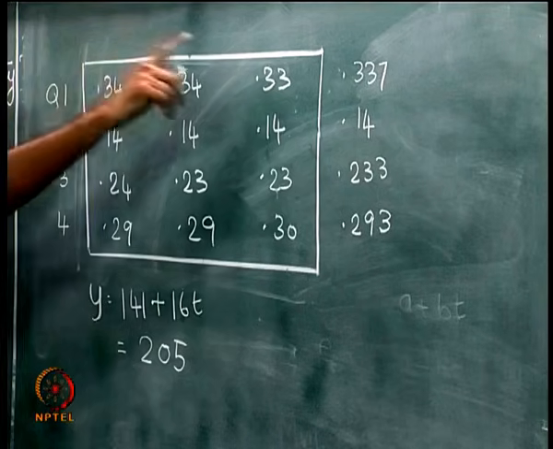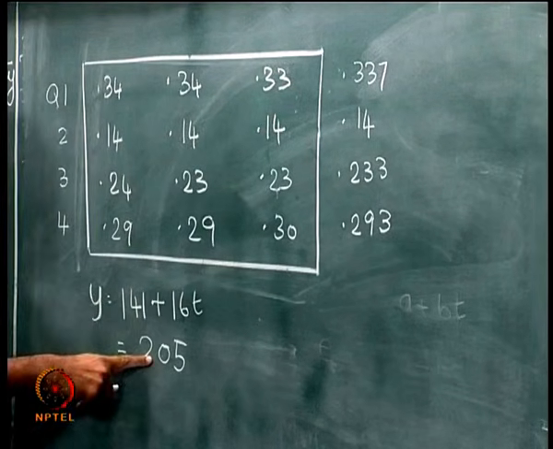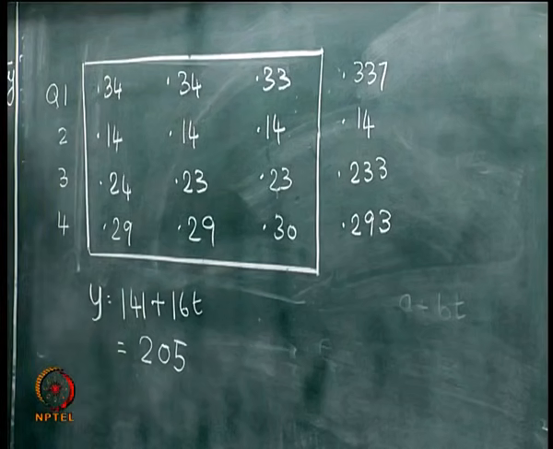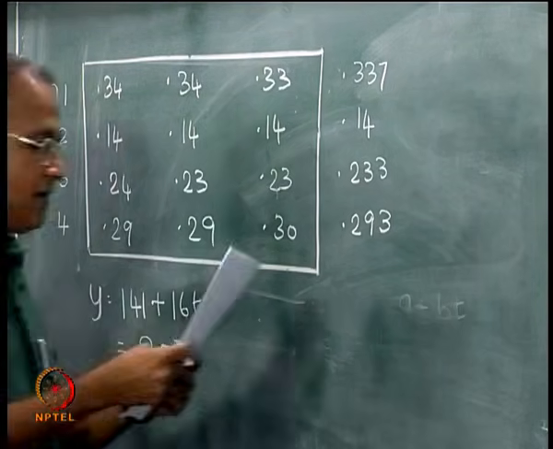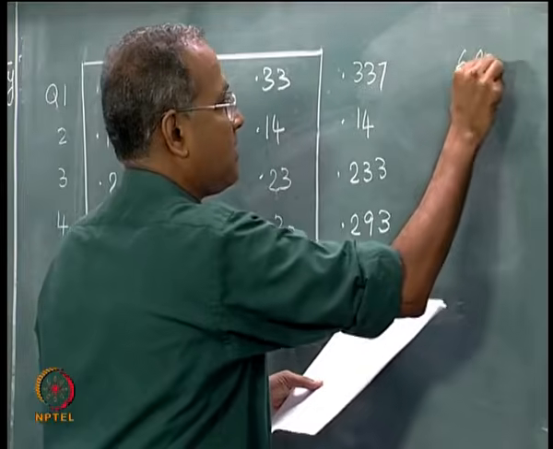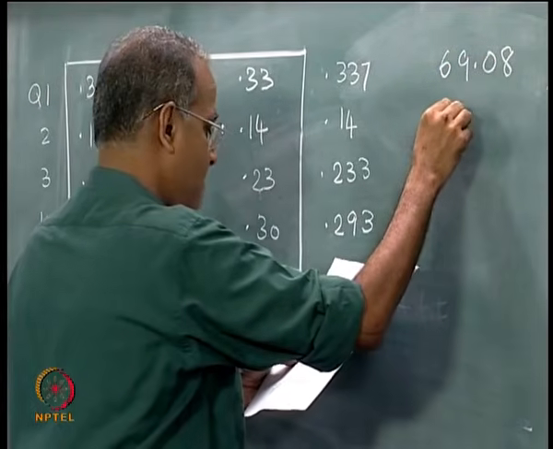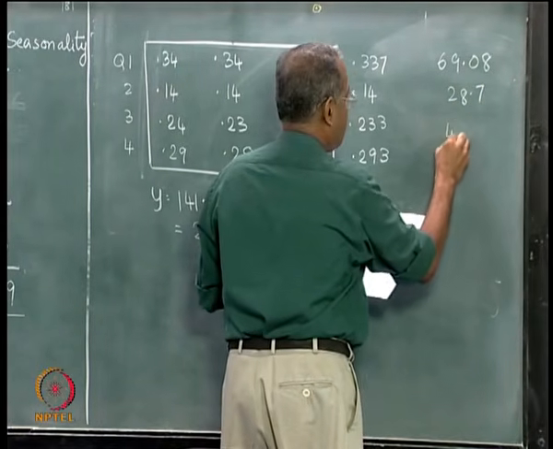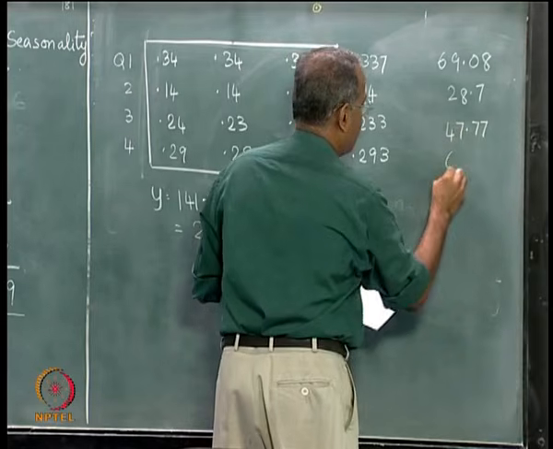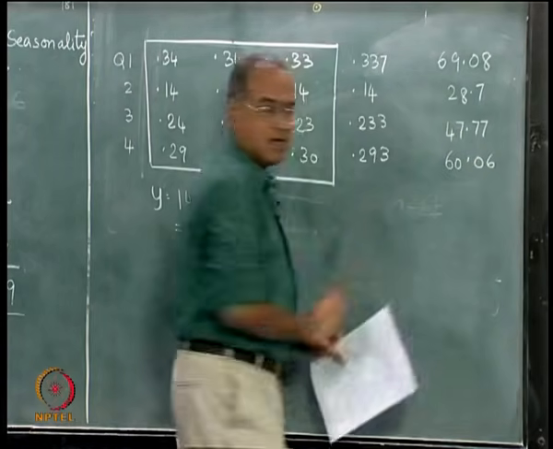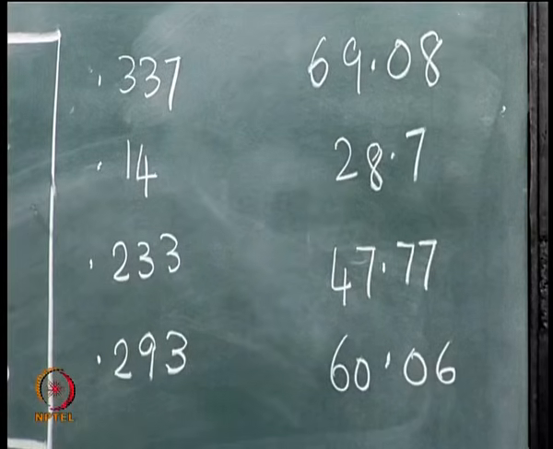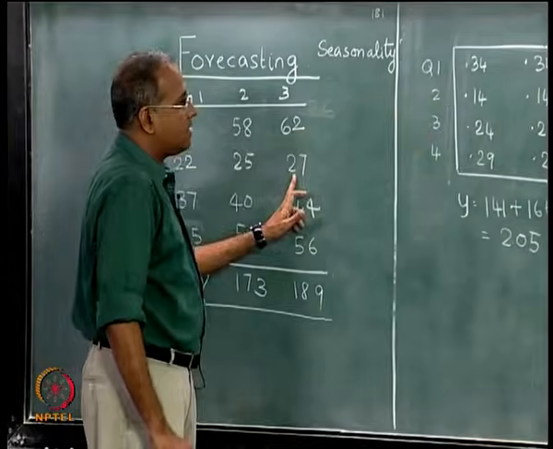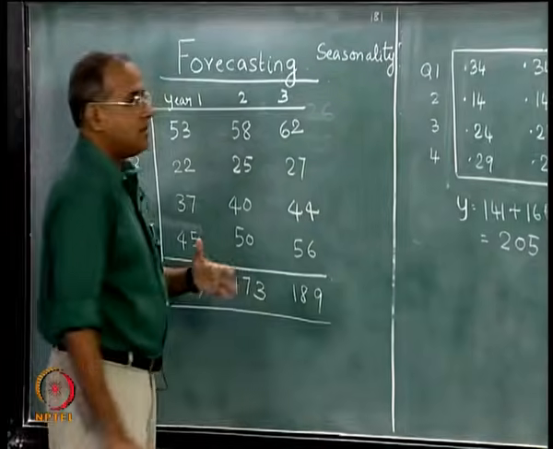So, 205 will be the forecast of the demand for this period, and since we know that quarter 1 accounts for 33.7% of 205, quarter 2 accounts for 14% of 205, we simply multiply by the proportions to get the 4 forecasted values, which are 69.08, 28.7, 47.77 and 60.06 for the 4 seasons.